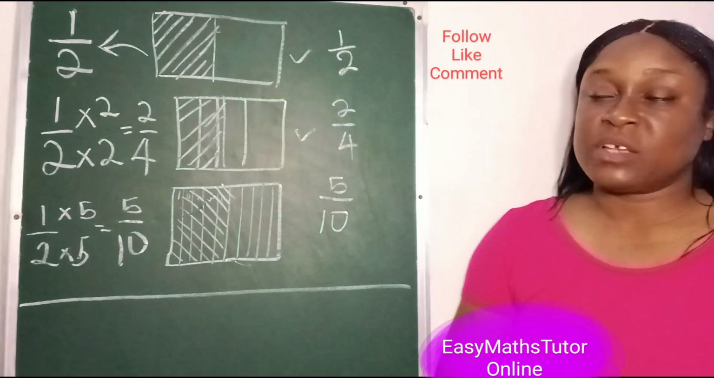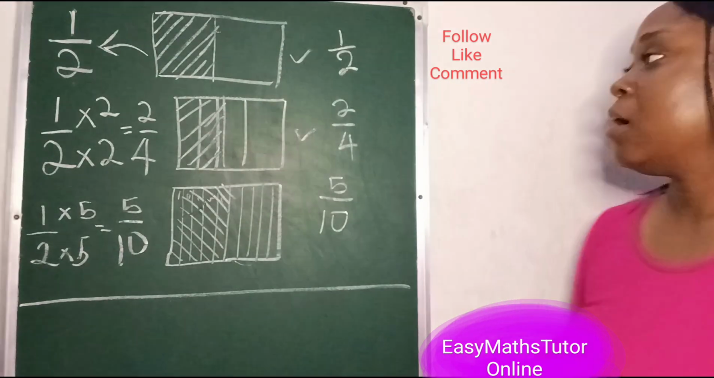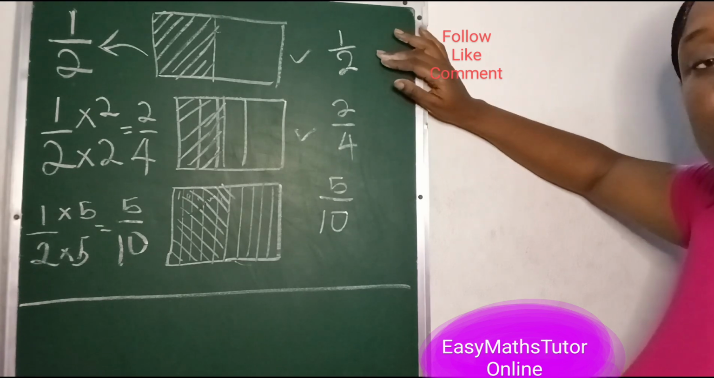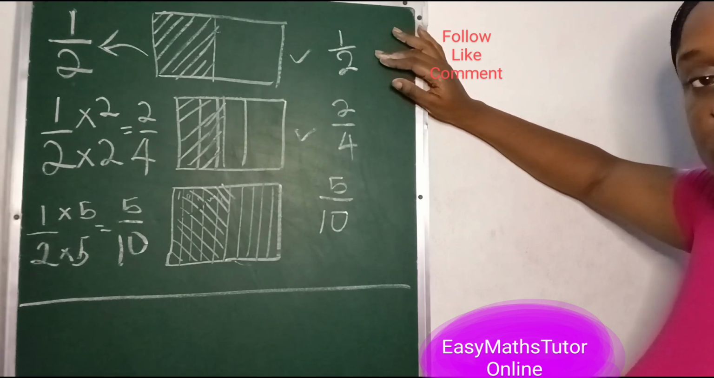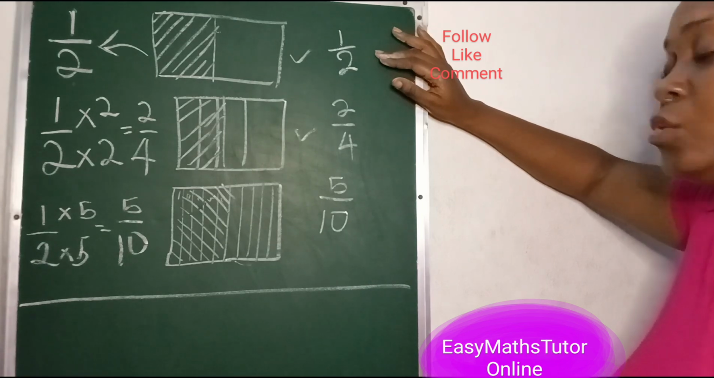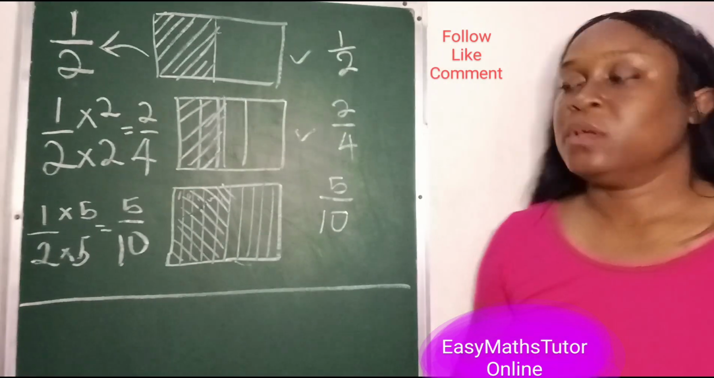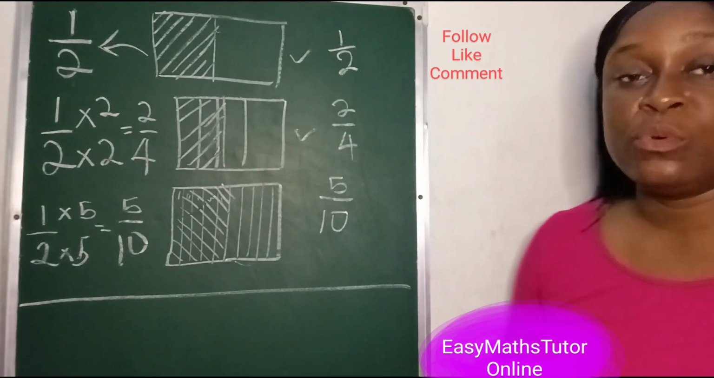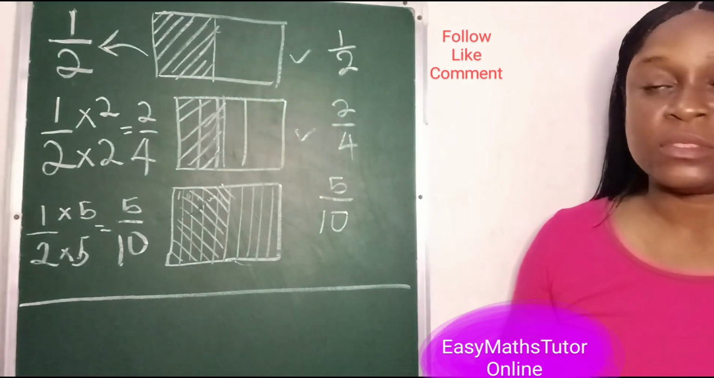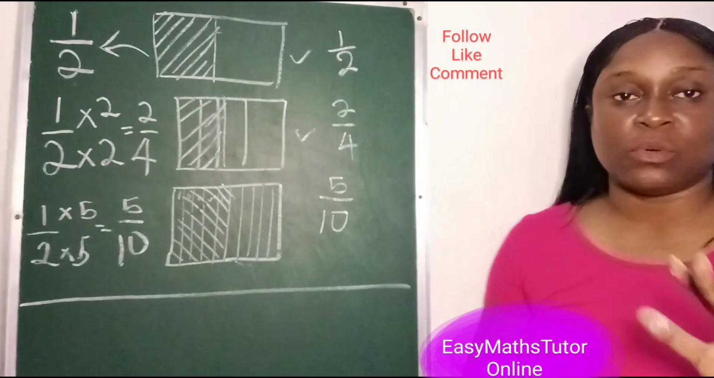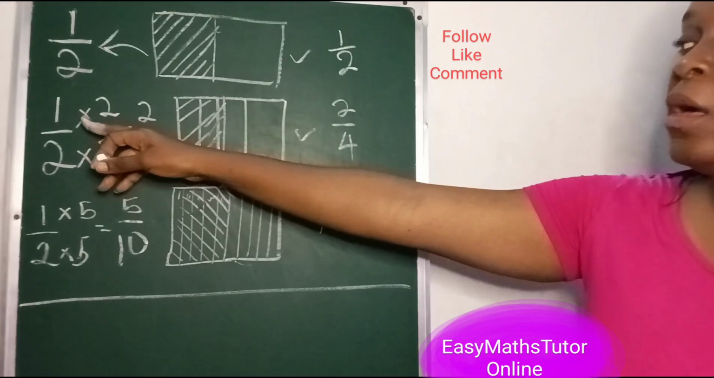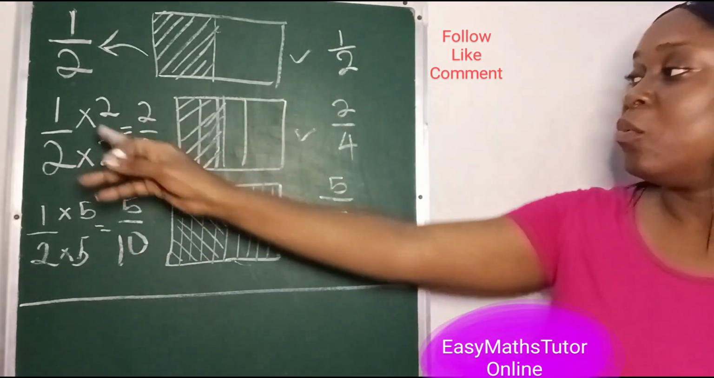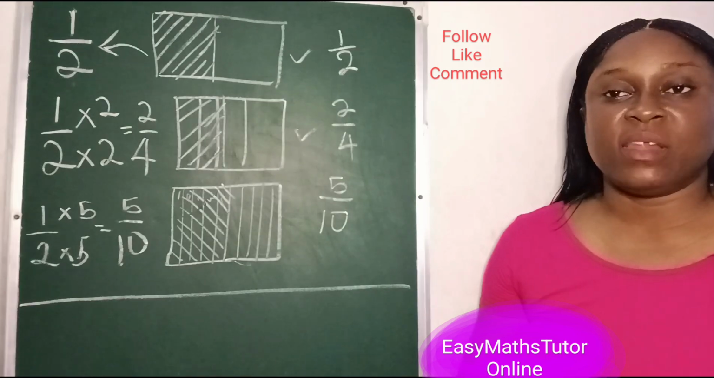Equivalent fractions are fractions that have different denominator and numerator from the original fraction, but they are equal to the original fraction. That makes them equivalent fractions. So how do you derive equivalent fractions? By multiplying a factor by the numerator and the same factor by the denominator. In that way, you get the equivalent fraction.